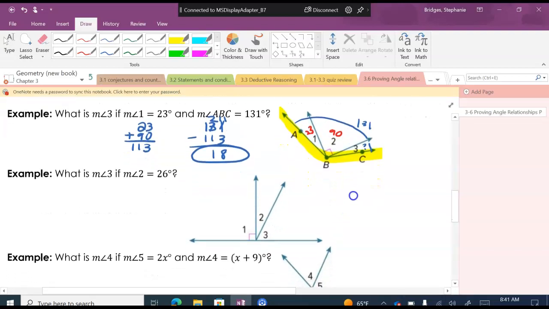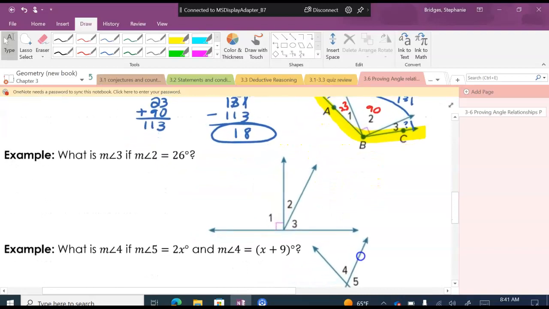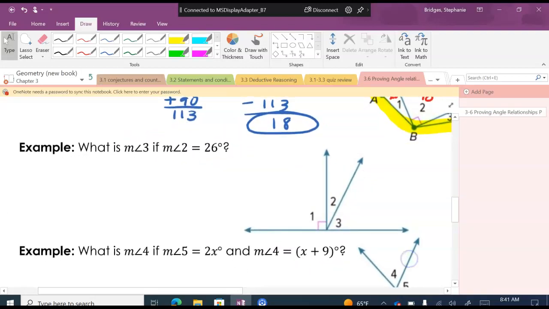Okay, I want you to try the next one. It says, what is the measure of angle 3 if the measure of angle 2 is 26 degrees? Pay attention to the markings. Pay attention to what your angles make. There's a couple of different ways you can approach this one. But again, it tells me that angle 2 is 26 degrees, and it helps if you label everything in your picture. Label what it tells you. It wants to know what angle 3 is.